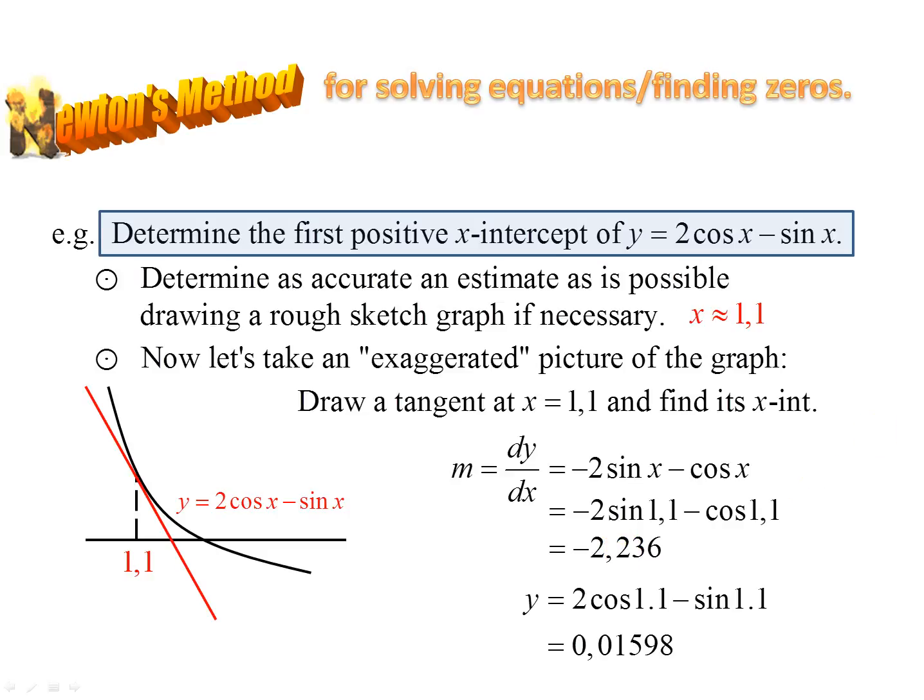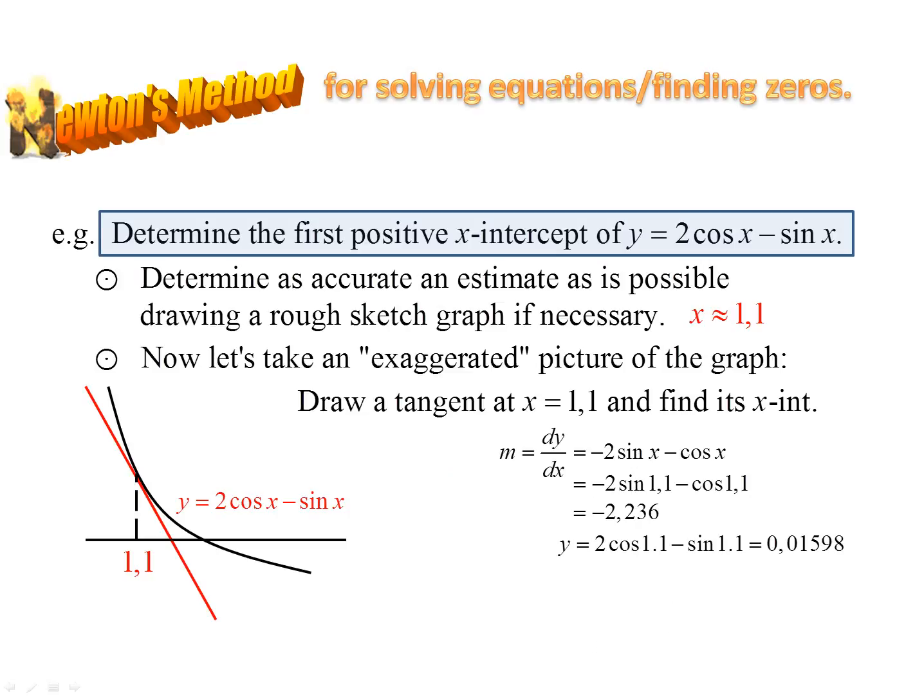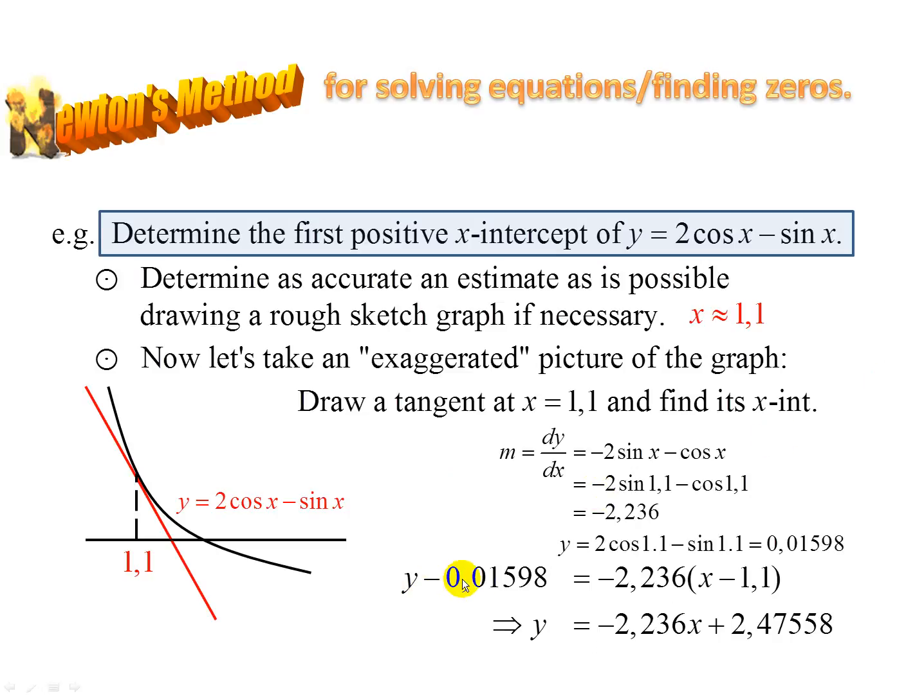Now we're going to find the y value at this point. So we take 1, 1 and we substitute into the original equation and we get the y value. Now we're going to use the old equation y minus y1 equals m(x minus x1). So let's just put that up a bit. There we are. y minus y1, the y value of that point, equals m, the gradient, times x minus x1, the x value of that point. And if we simplify it, there is the equation of that tangent.